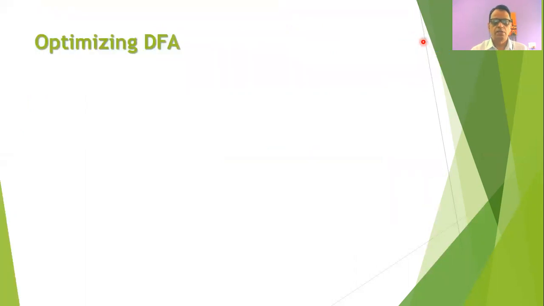So let us start the session on how to optimize the given deterministic finite automata. Now we know that whenever we have a token, the structure of the token can be described by a regular expression. And whenever we want to implement the regular expression, it is necessary to convert the regular expression into finite automata. So initially, the regular expression is converted into NFA, and then it is converted into DFA.